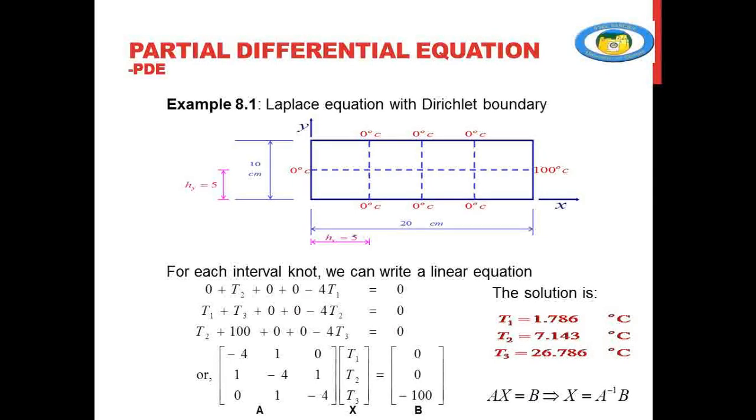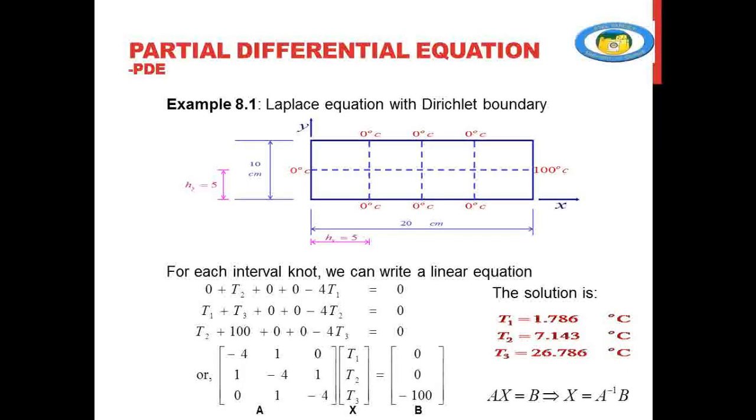Doing the same equation for T2, you would have T1 plus T3 plus 0 plus 0 minus 4 times T2 is equal to 0. Doing similarly for T3, you do have T2 plus the value at the boundary condition, which is 100, plus 0 plus 0 minus 4 times T3 is equal to 0, basically.